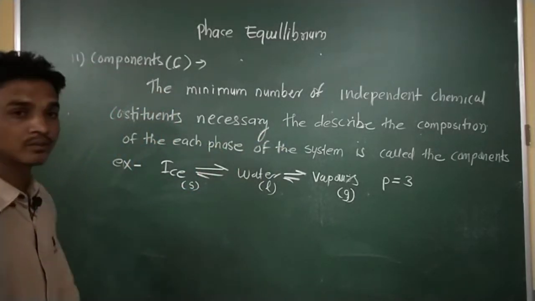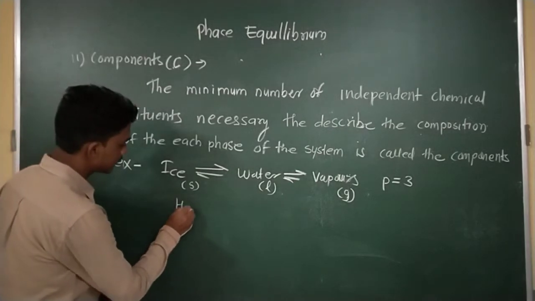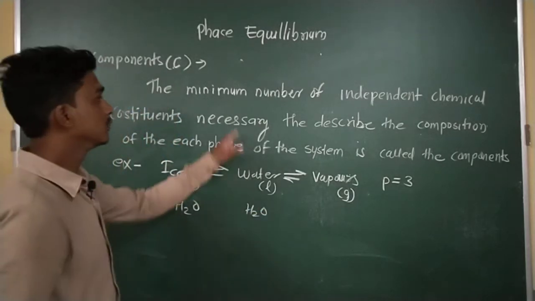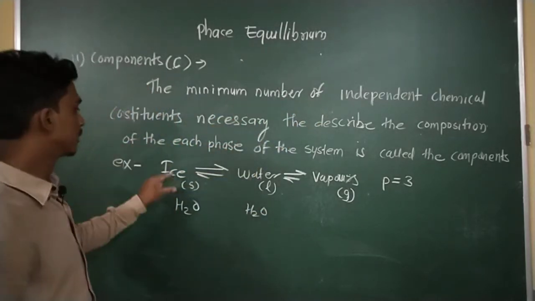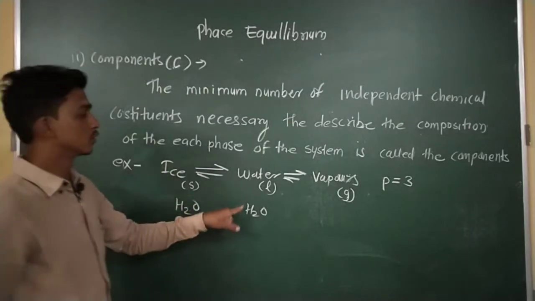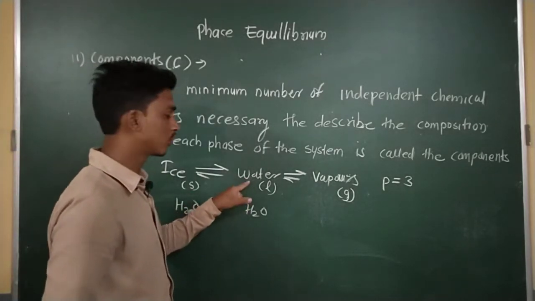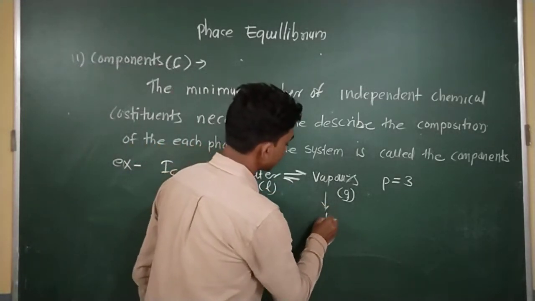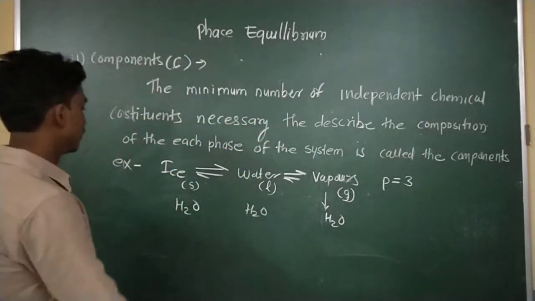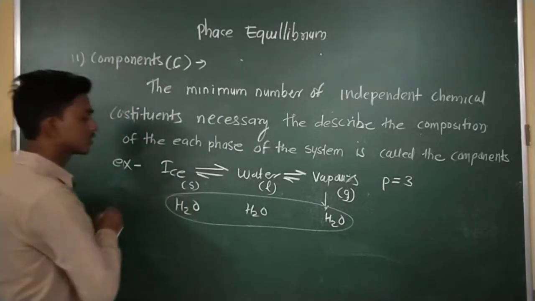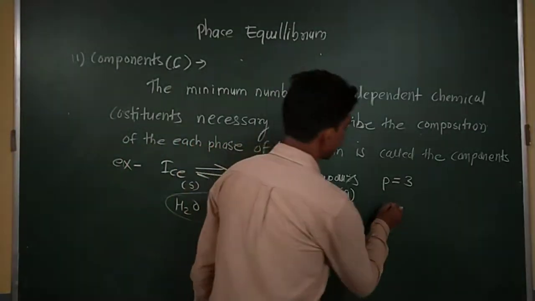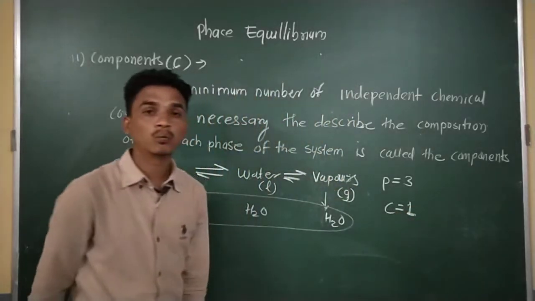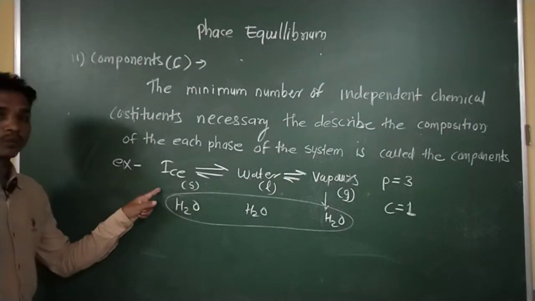In this, ice is water molecules. This is also water molecules. This ice is made from water molecules, this water molecule is made up of H2O, and this vapor molecule is also made from H2O. So how many chemical components? Only one chemical component. So we can say this water system has one component.